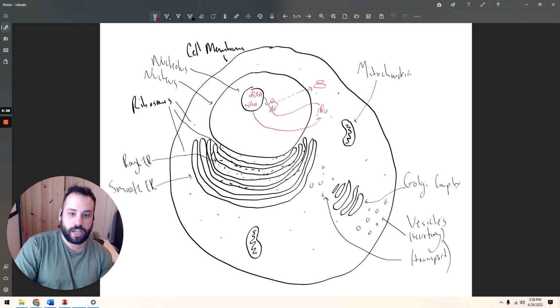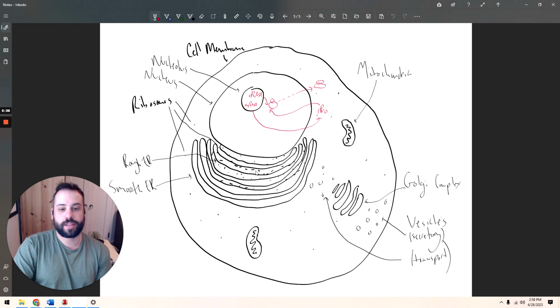And this one does not leave the cell. This just stays right inside. And yeah, those are the production and movement and secretion of the three macromolecules.